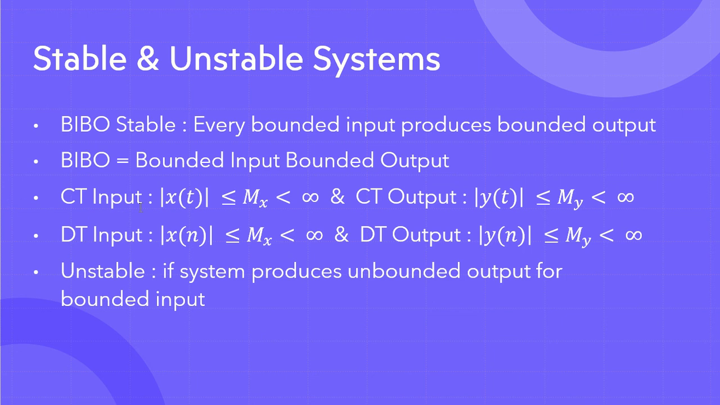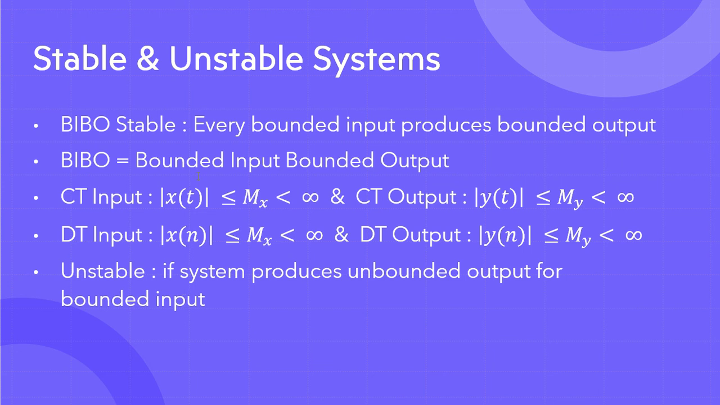Okay, this was for your continuous time input. And what will happen for discrete time input? Here we will have a sample instead of a signal. So modulus of x of n is less than or equal to mx, less than infinity. Now similarly for output, how do we say if it is bounded or not? Again we will have some finite number, my, in this case.